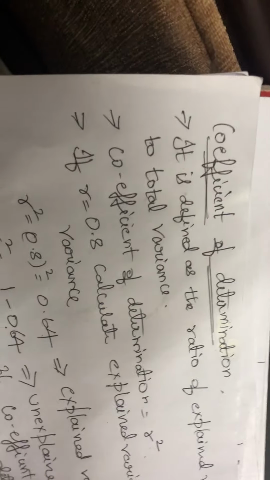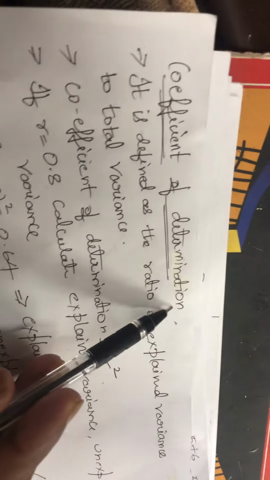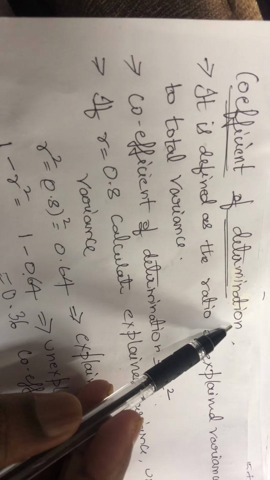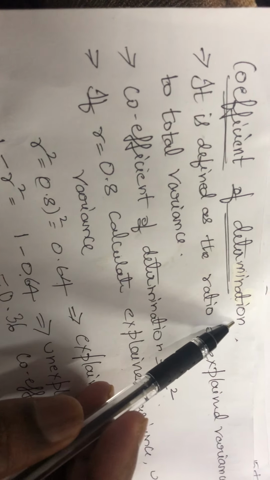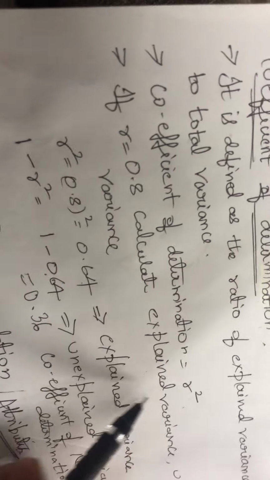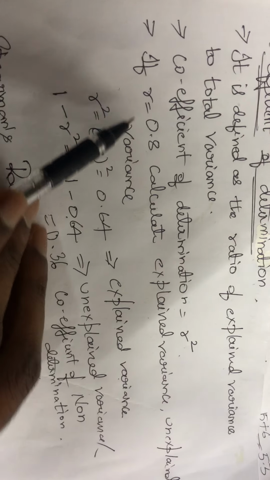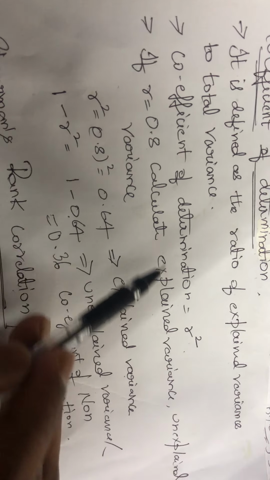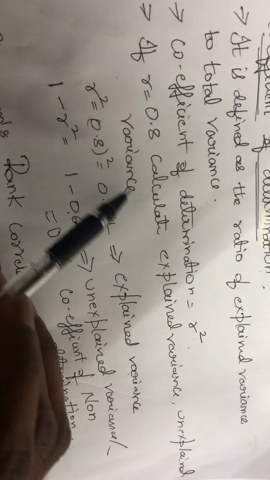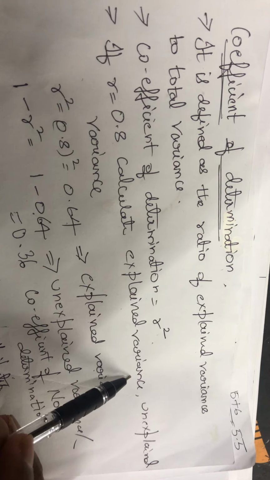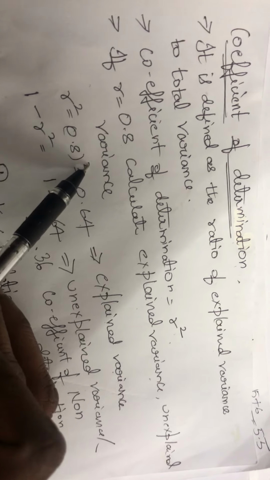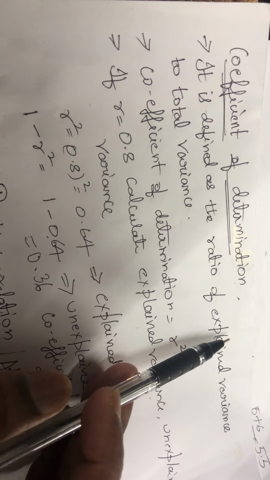In a similar way, in today's session, we will discuss the next property, that is the coefficient of determination. How to calculate the coefficient of determination? The coefficient of determination is nothing but r square. Let me give an example to understand. If r equals 0.8, calculate the explained variance and unexplained variance. Explained variance means the coefficient of determination. Unexplained variance means the coefficient of non-determination.